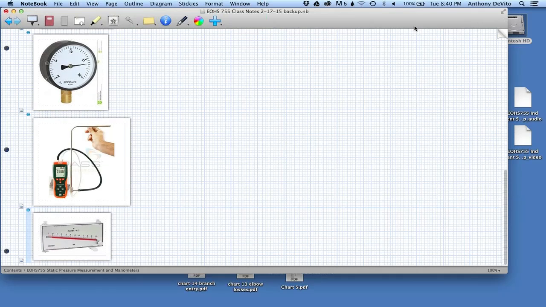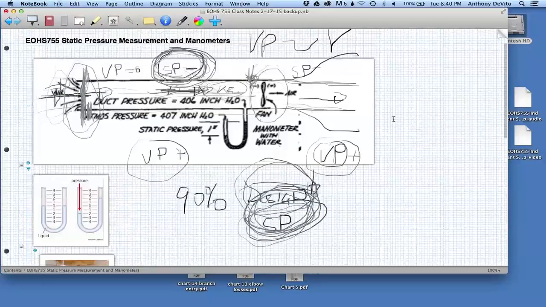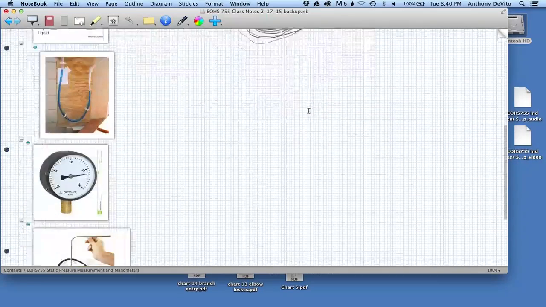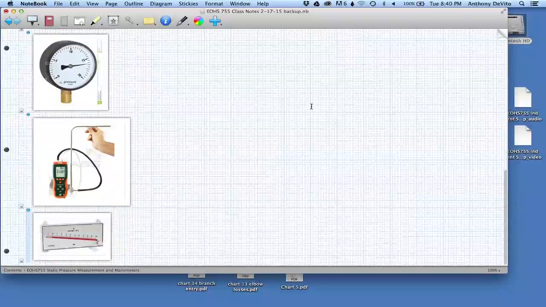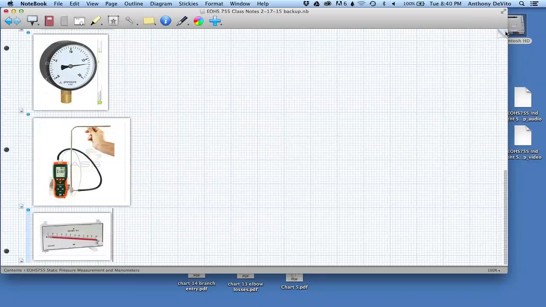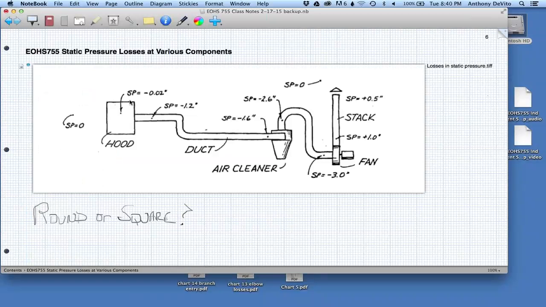Okay, so let's move on to the next part of this. Manometers are an important measurement device for us because we're really interested in static pressure. Static pressure really gives us a clue as to how effectively we're going to be able to move air through this system. Okay, so let's take a look at this typical hood system that we were dealing with before. And this time let's start at the fan.